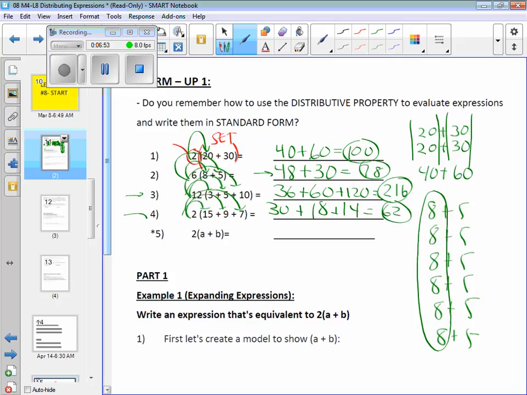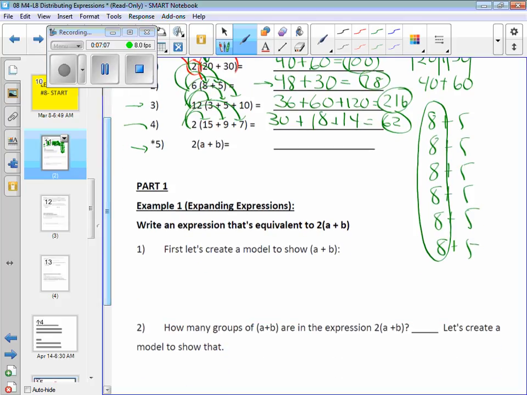So now when you look at number 5, I'm still going to ask you what's the set. And I'm still going to ask you how many there are of it, because you know how to combine like terms. What's the set? How many there are of it? Here's how I model it.